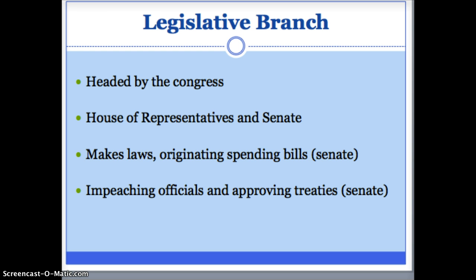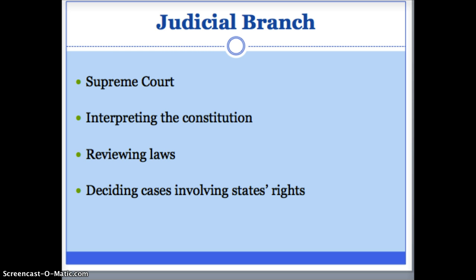The legislative branch is headed by the Congress. This consists of the House of Representatives and the Senate. They make the laws, originate spending bills, impeach officials, and approve treaties. The judicial branch consists of the Supreme Court. This branch interprets the Constitution. They also review laws and decide cases involving state rights.